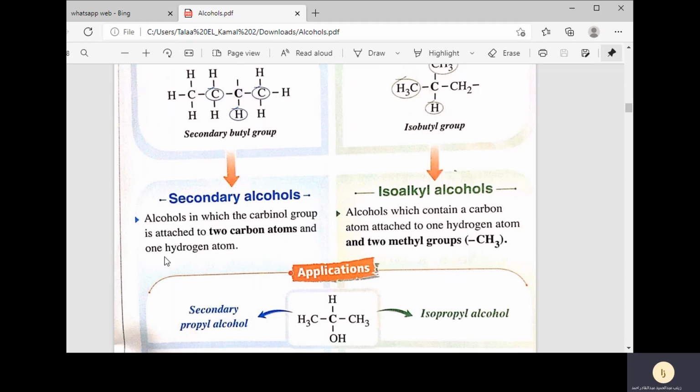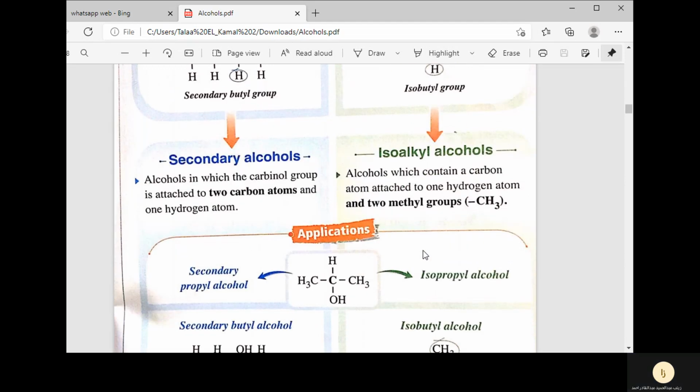one hydrogen atom. يبقى تاني إمتى أقول عليه secondary alcohol؟ لو هو مرتبط بإيه؟ يعني السي بتاعت الكربينول عندها إيه؟ two carbon atoms, one hydrogen atom. بقول إمتى أيزو؟ لو الكحول which contain carbon عنده واحدة من الكربون attached to one hydrogen and two methyl groups، مش two carbon groups، two methyl. Okay.